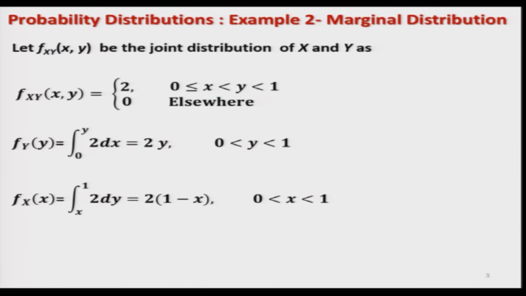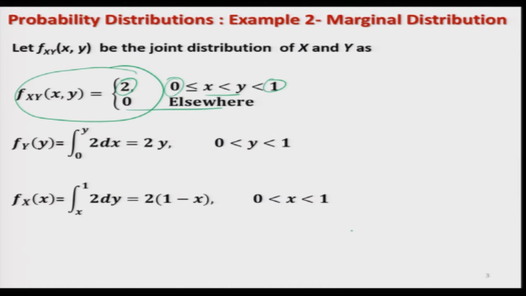Pretty simple example. Now, let me take one more example, where the joint PDF of x and y is given by this function, that it takes value 2 when x is less than y and they lie between 0 and 1, and 0 elsewhere.